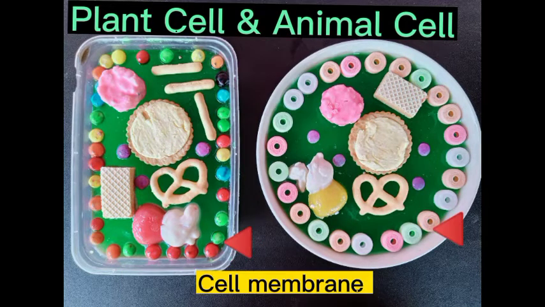The cell membrane controls what moves in and out of the cell. It takes in food, gases, and removes wastes. It is the outermost layer of an animal cell and inside the cell wall of plant cells. Both plant and animal cells have a cell membrane.